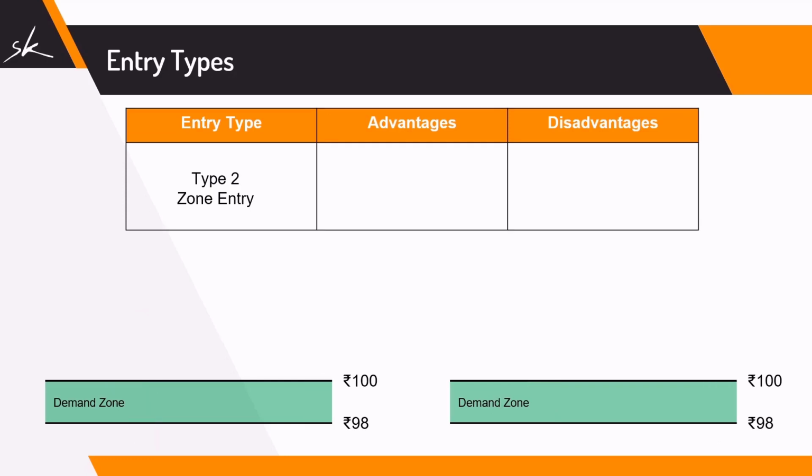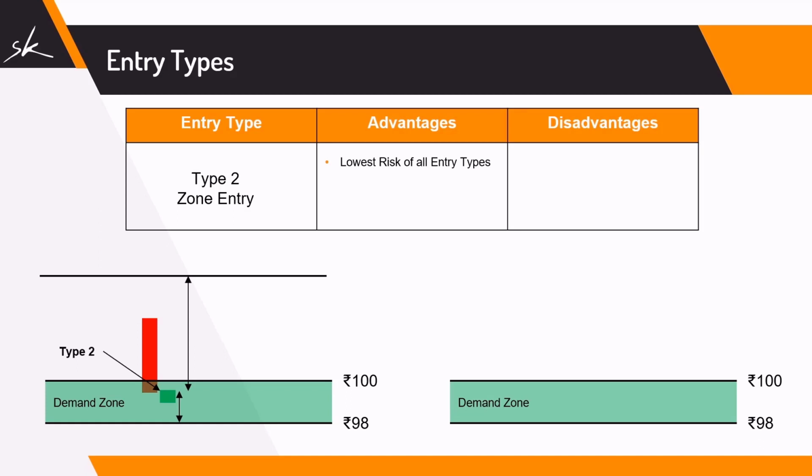For type 2 entry, we wait for the prices to enter the zone and form a bullish or a very bullish candle inside the zone. Once we see the bullish or very bullish candle, we immediately buy at the current market price. Since we are buying cheaper than the proximal line, the risk on the trade reduces. This is why type 2 or zone entry has the lowest risk of all the entry types. Since we are buying at a cheaper price, the reward on the trade increases, which is why type 2 entries have the highest reward of all entry types.